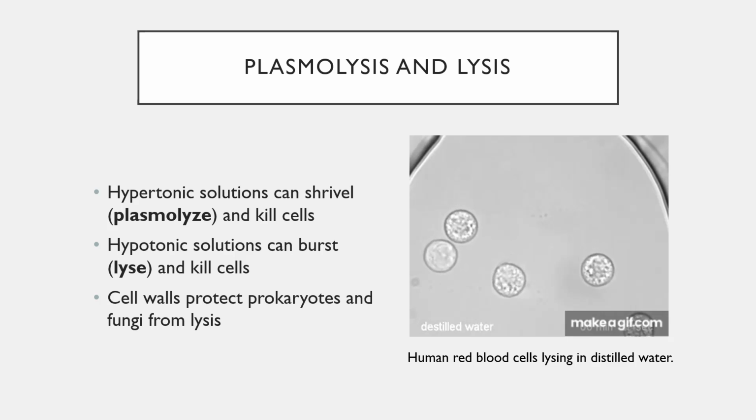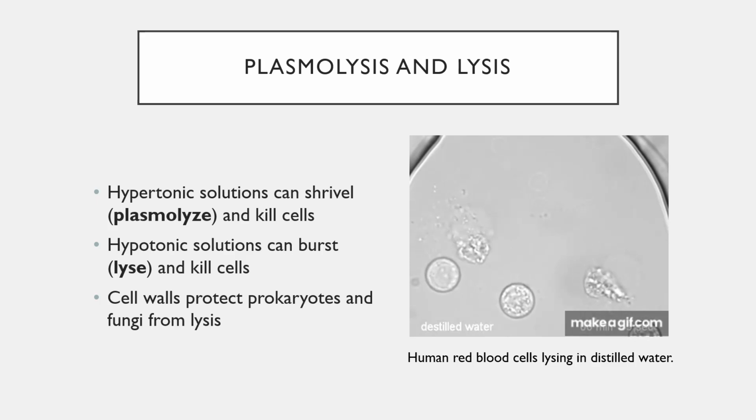Here we see human red blood cells under the microscope placed in distilled water, which is purified water that does not contain any dissolved particles. And as you can see, after a short period of time, water is pushed into the cell and the cell bursts. Now notably, types of cells that have cell walls are protected from this effect. Prokaryotes and fungi all have cell walls, and therefore hypotonic solutions do not pose as great of a threat to them as hypertonic solutions do, because the strength of the cell wall will prevent the cell membrane from expanding to such a degree that the cell will burst.